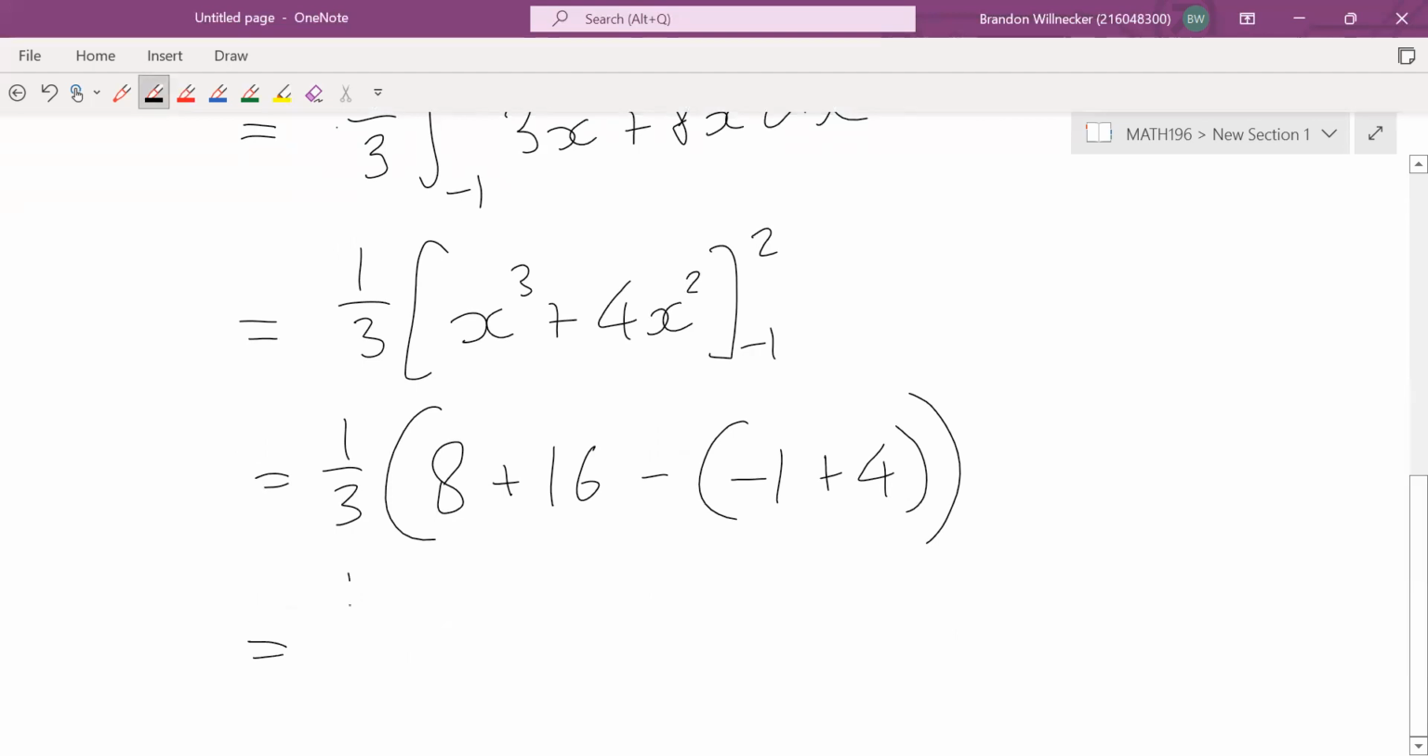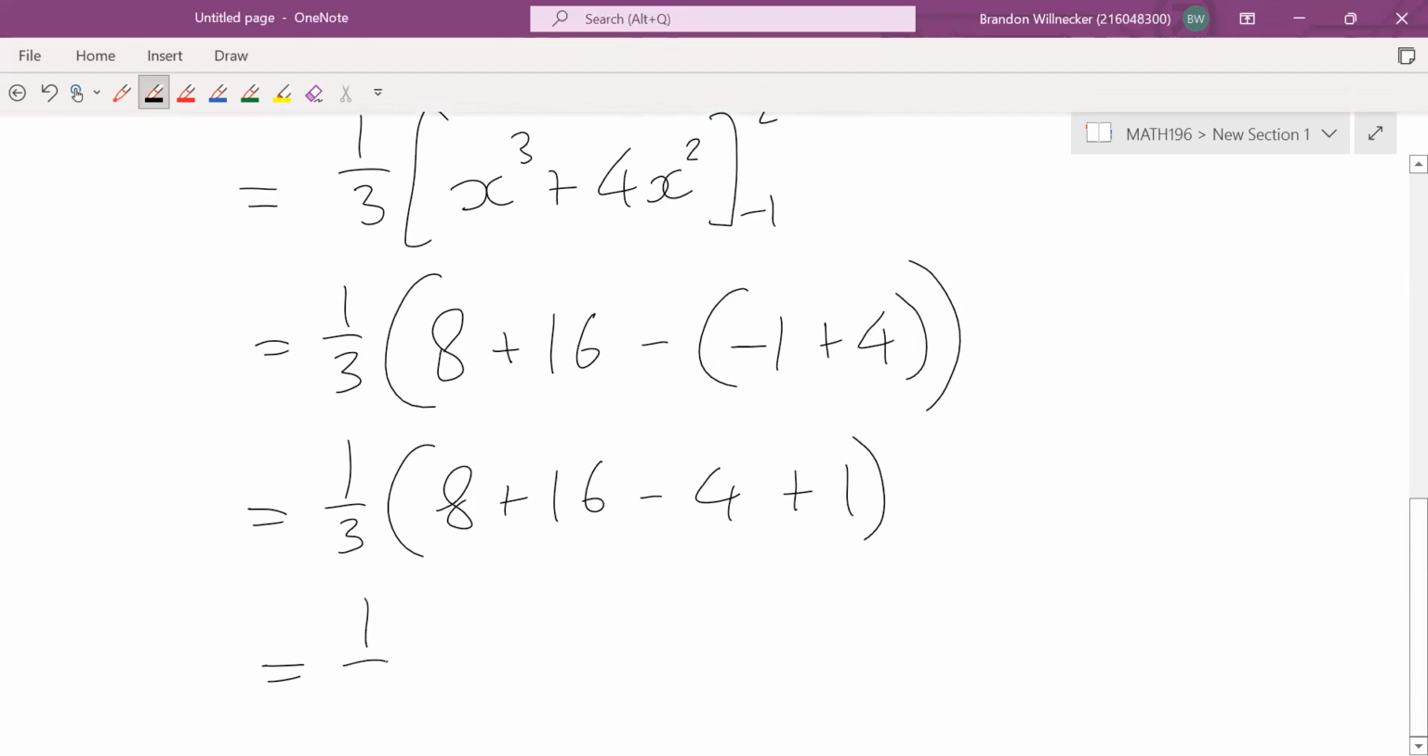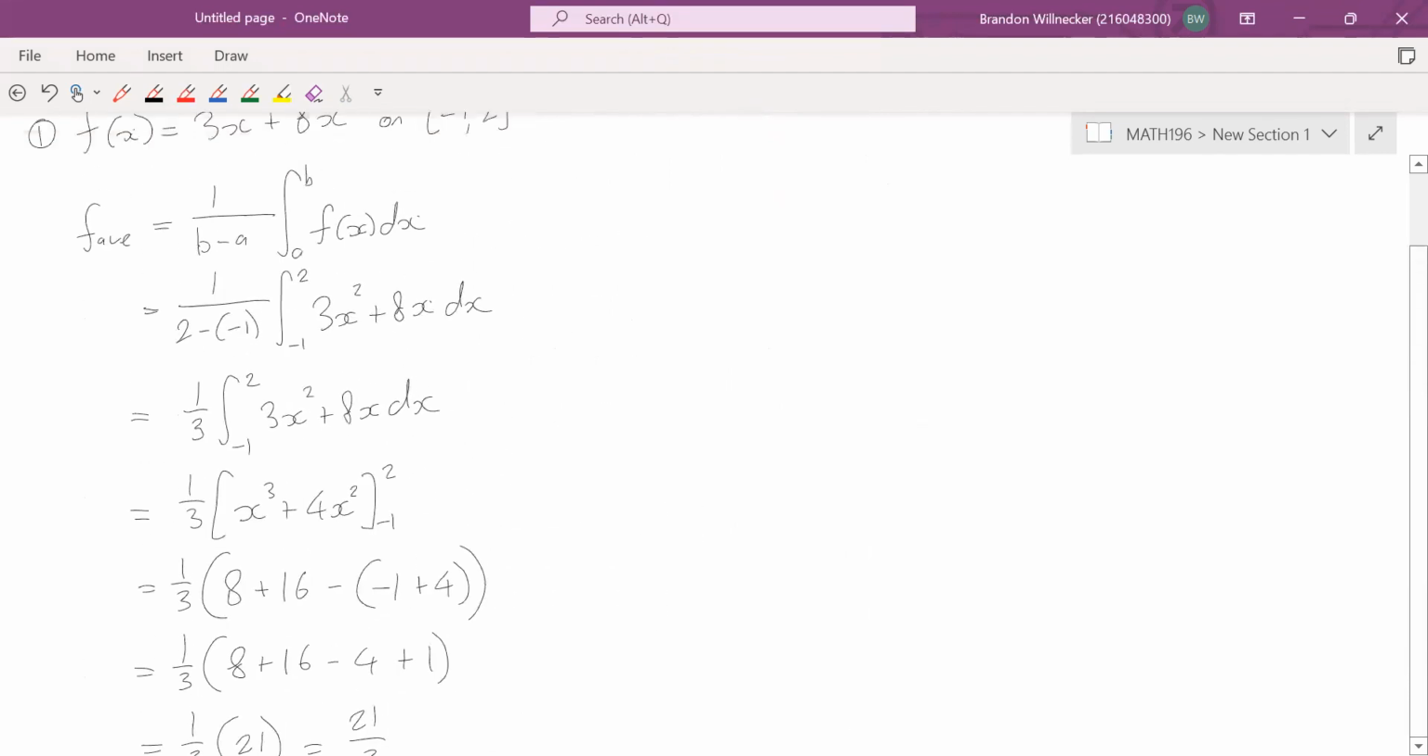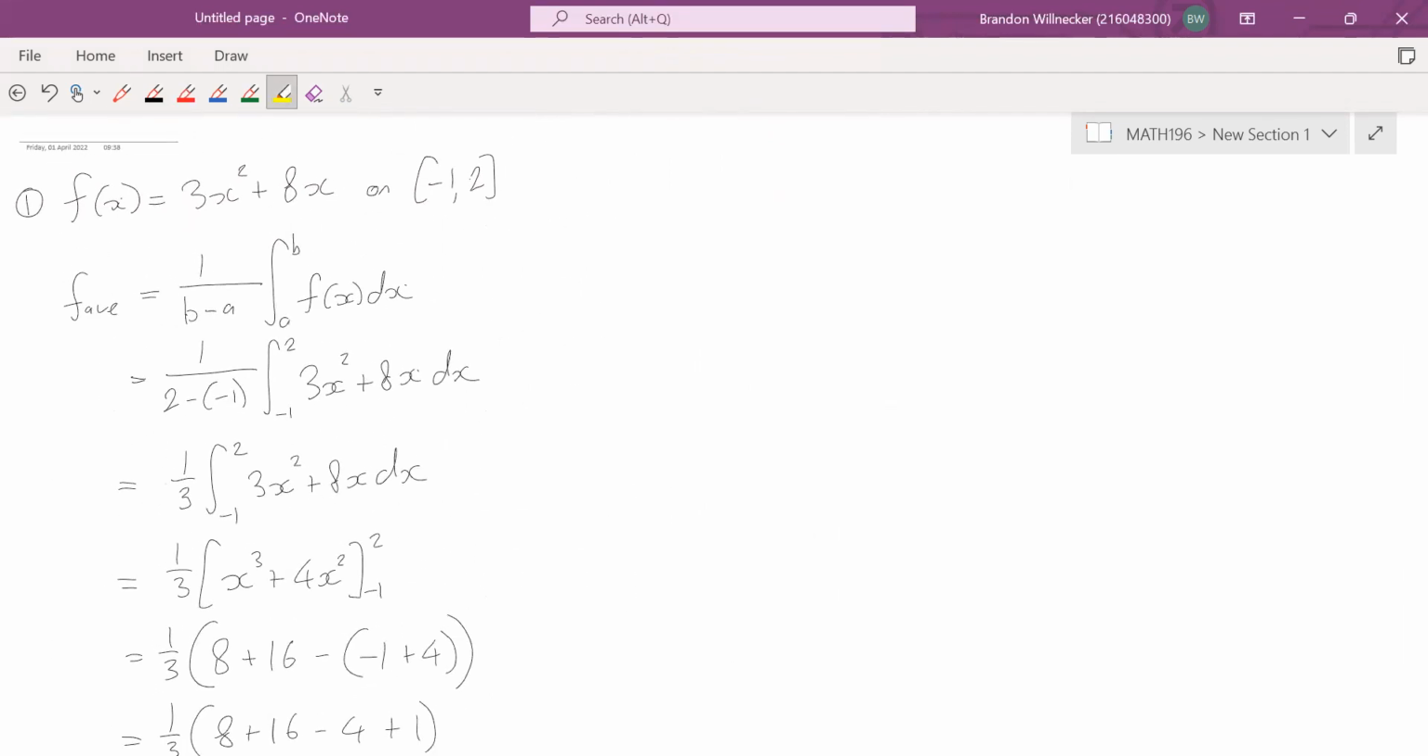Okay, so we're going to get 1/3, 8 plus 16 minus 4 plus 1. So that's 1/3 of 21, or you can write this as 21 over 3. Okay, so that's the average value of this function. So you just need to substitute everything into this formula over here, and then you'll get some constant out, and that's going to be the average value of the function. Okay, any questions so far?